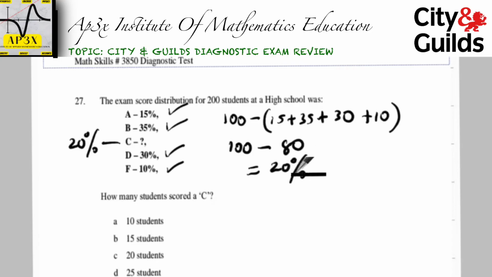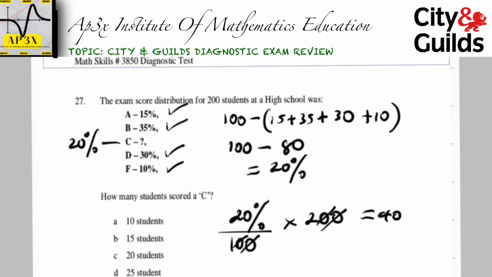It can be very tricky because if you have the 20% here, you might be tempted to circle 20 students. We've got to be careful. It's going to be 20% over 100 times 200. So cancel. So that's 20 times 2. That's 40 students.